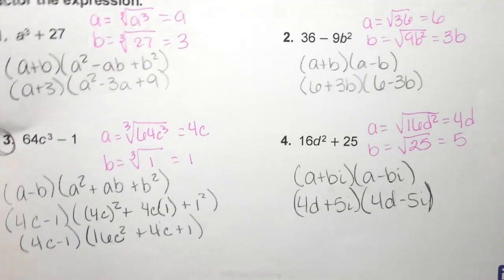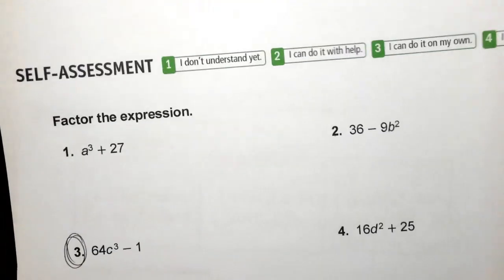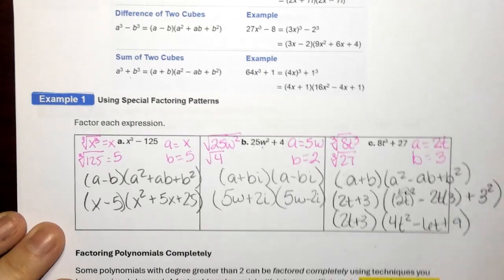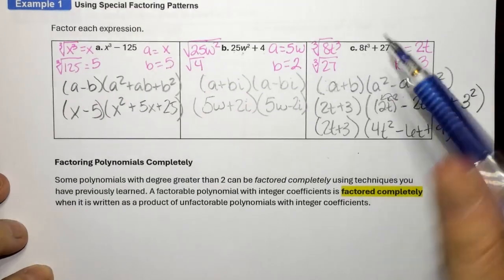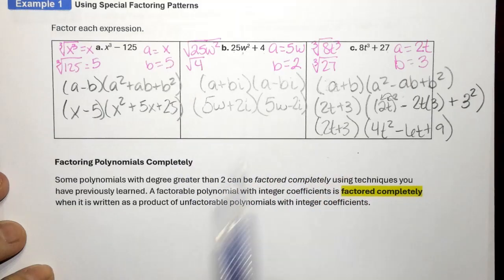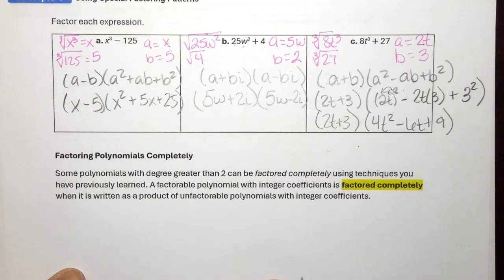All right, so now we're going to look at a few other ones. We're going to look at factoring completely. It will involve some of these, so this doesn't completely go away. Some polynomials with degree greater than 2 can be factored completely using techniques you have previously learned. A factorable polynomial with integer coefficients is factored completely when it is written as a product of unfactorable polynomials with integer coefficients. So you're like, Ms. Gill, how do I know when it's unfactorable? When you can't factor it anymore. That's as simple as I can put it.